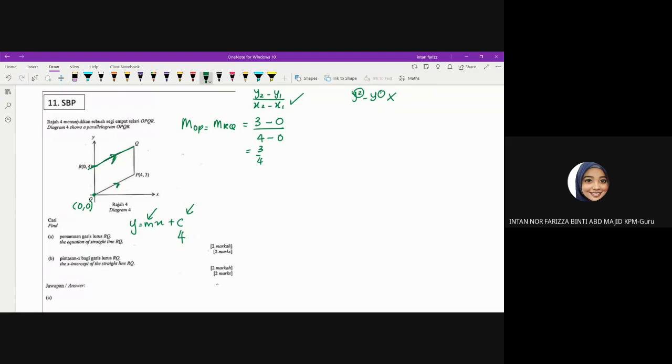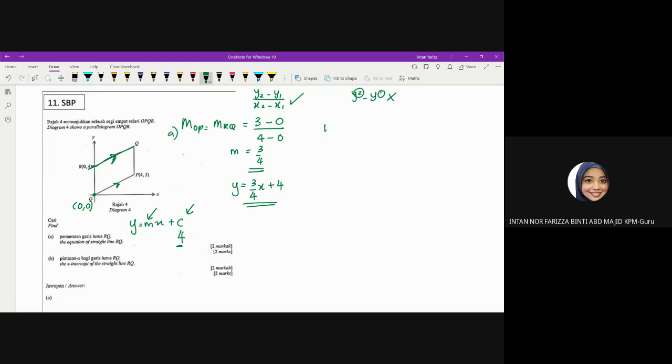All right, so what we're going to do is put the value of m and c, which is 4, into the equation. So y equals m, which is what? 3 over 4 x plus 4. So this is the answer for A.